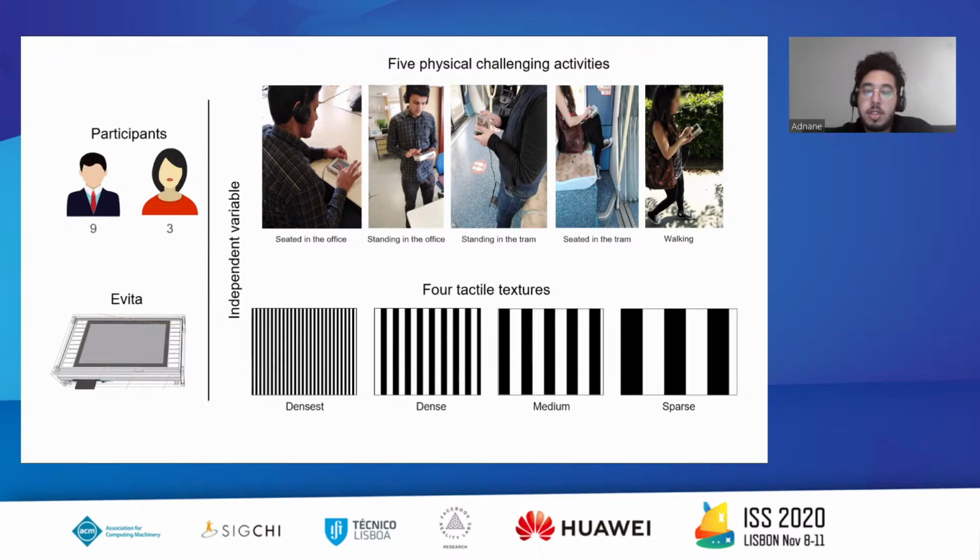We encoded the different textures with respect to different texture densities, from the densest one to the sparsest one, by alternating high and low friction. Here, high friction is associated with the black color and low friction with the white color. The set of considered textures was used in previous research and proved to be distinguishable by users.